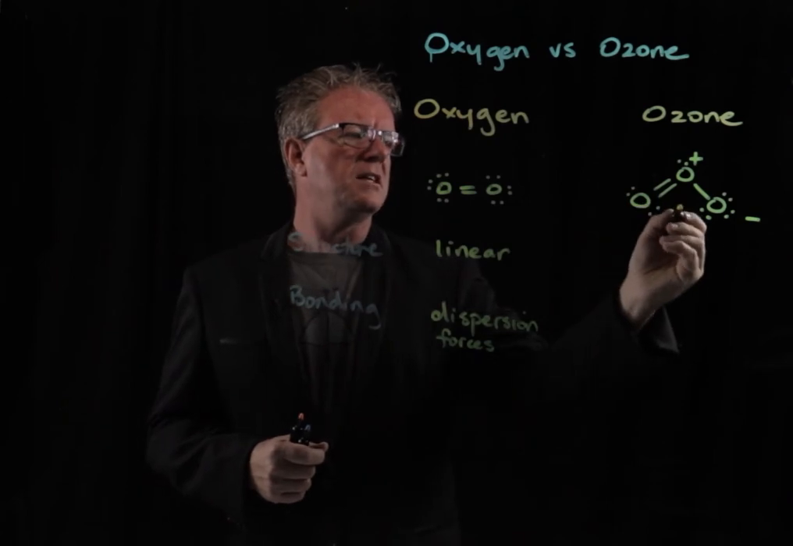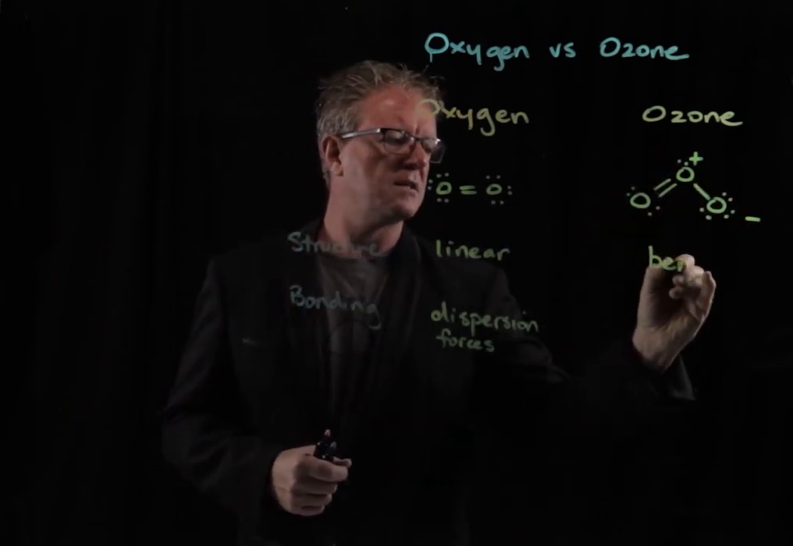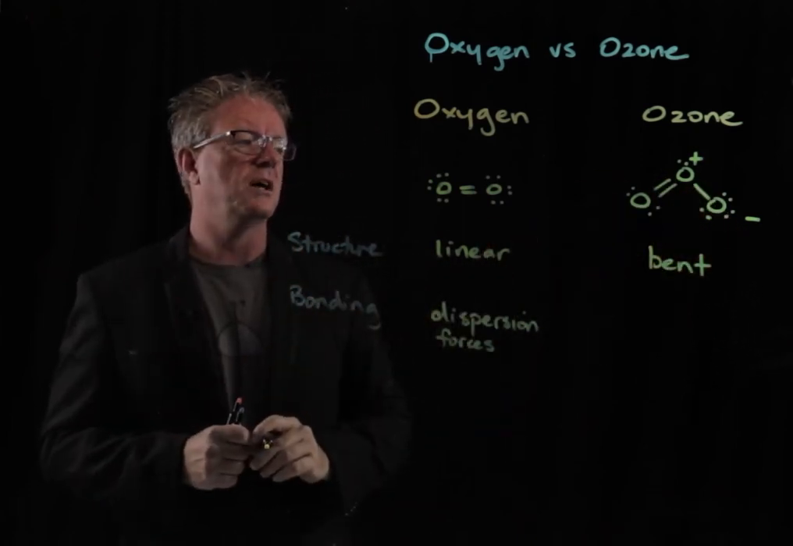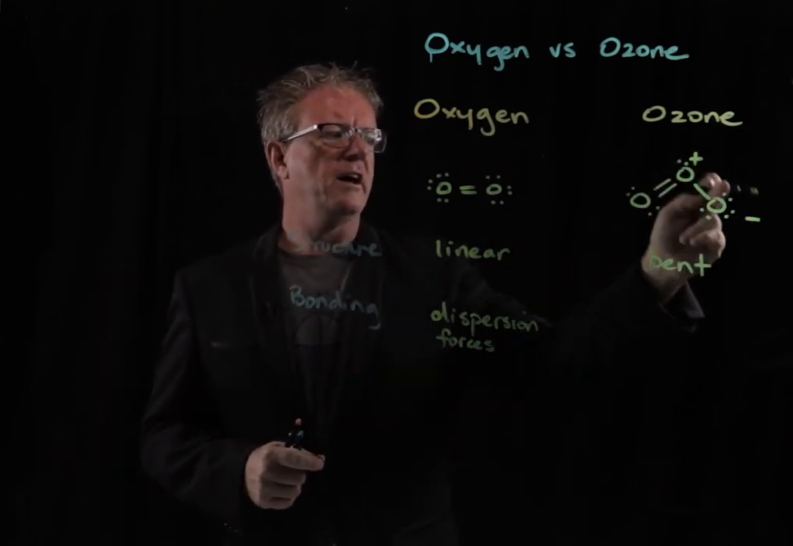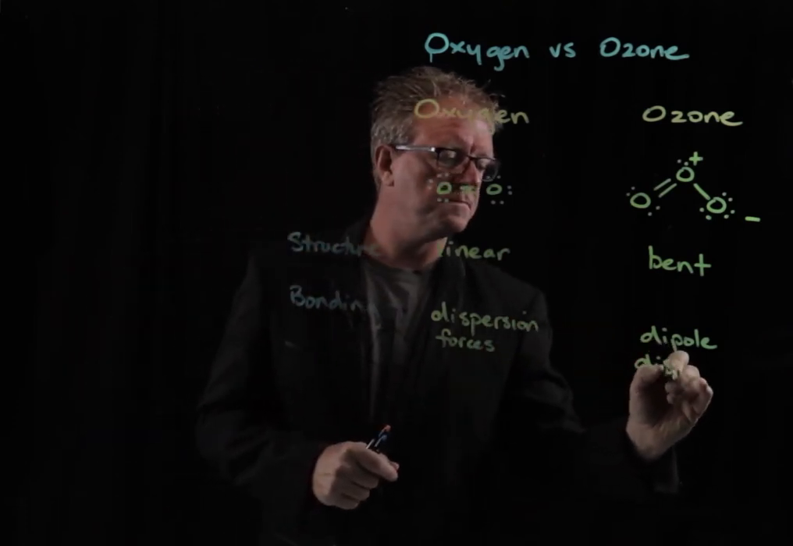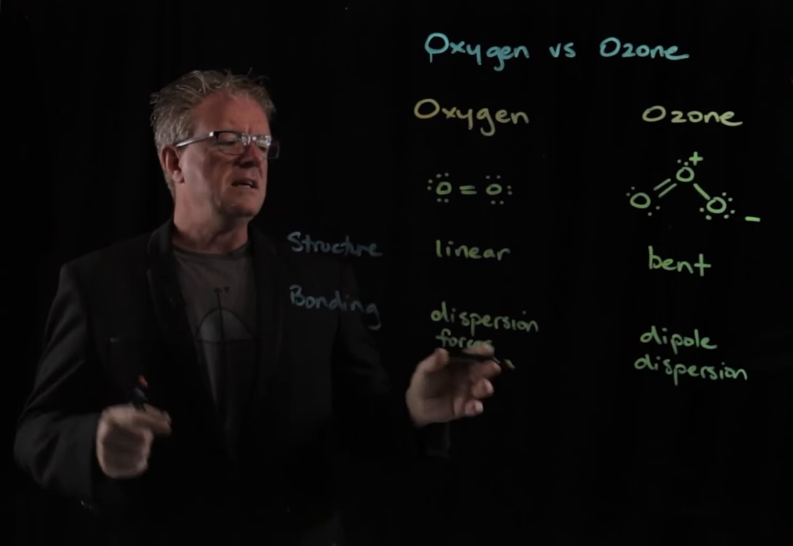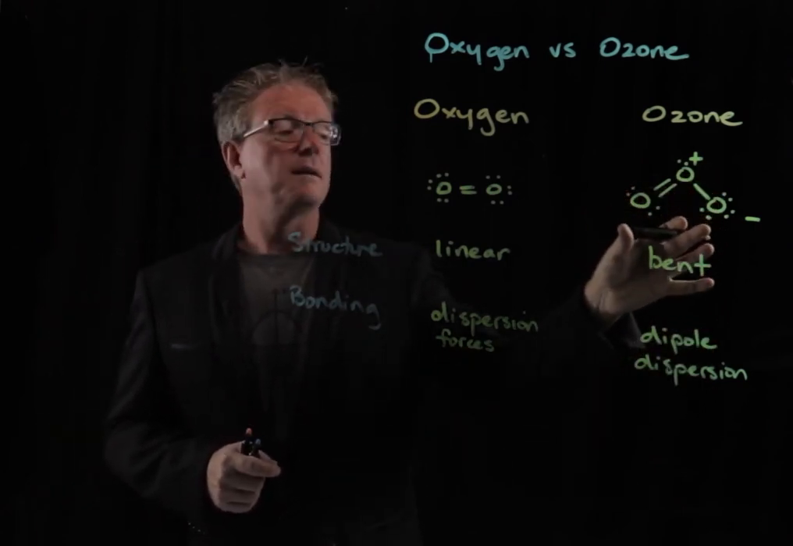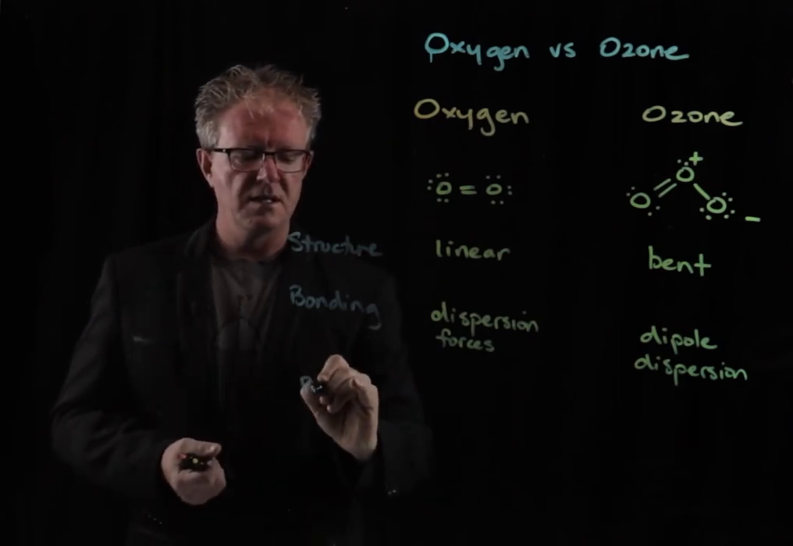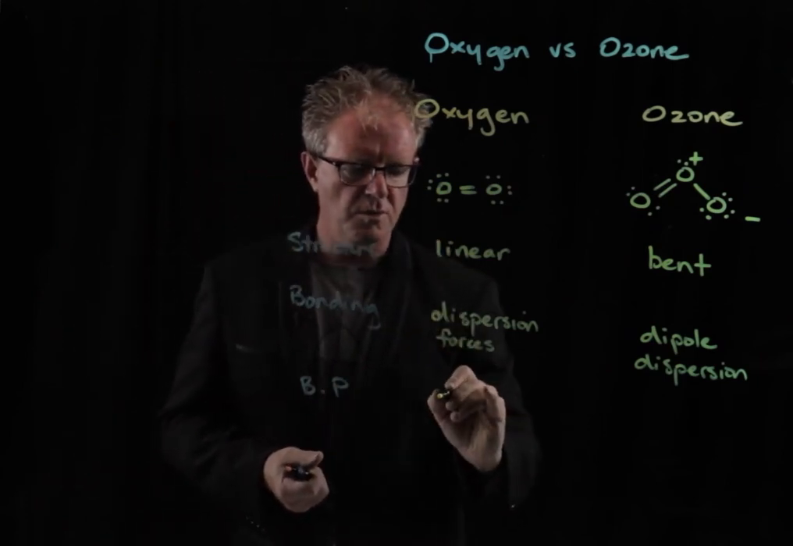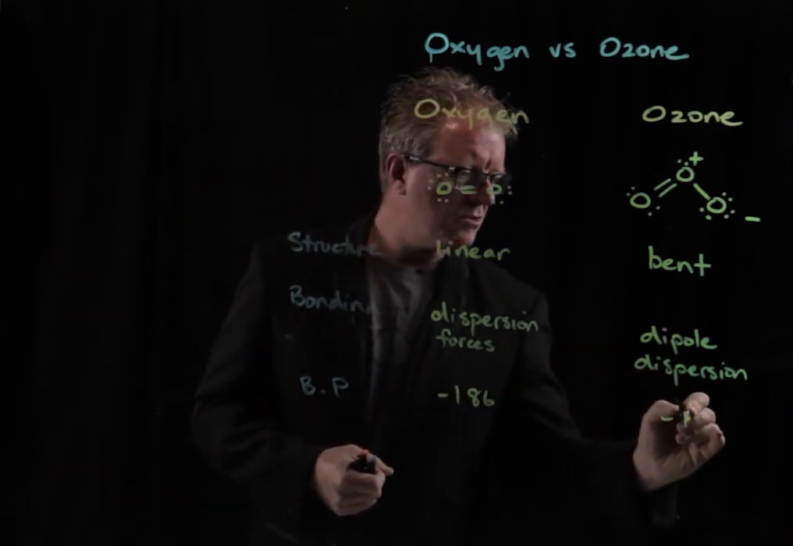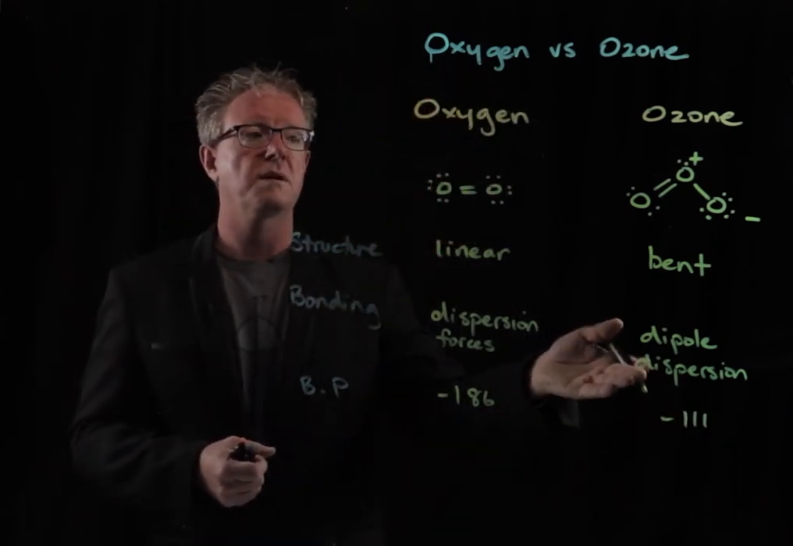But this here is a bent molecule. The orientation around this central oxygen is a bent sort of shape, which means that the charge distribution forms a dipole. It's a permanent dipole, but there are also dispersion forces. So there are two types there, which means that the intermolecular bonding in ozone is stronger compared to oxygen. Well, what does that mean? It means that it has a higher boiling point. Oxygen's boiling point is minus 186 degrees Celsius, and ozone is minus 111 degrees Celsius. So it's got a higher boiling point compared to oxygen.